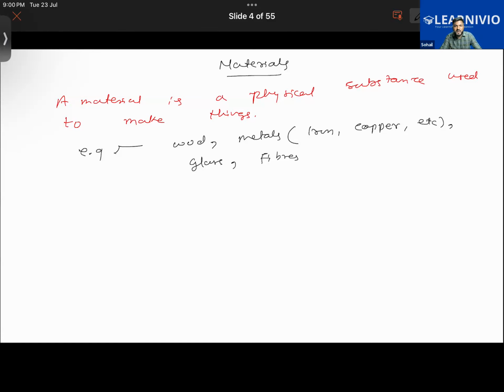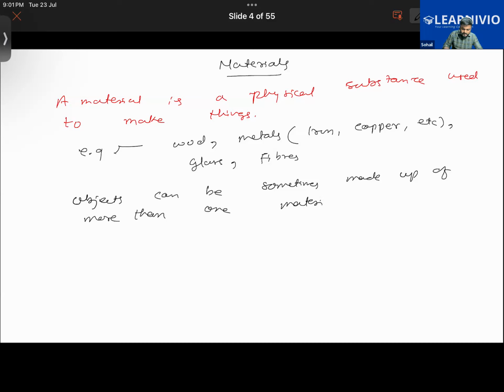In fact, if we look around ourselves, we see that sometimes objects are made up of more than one material. For example, a stapler, or pencils, etc. A pencil is made out of wood, and graphite is used in that. The graphite lead is used in that.